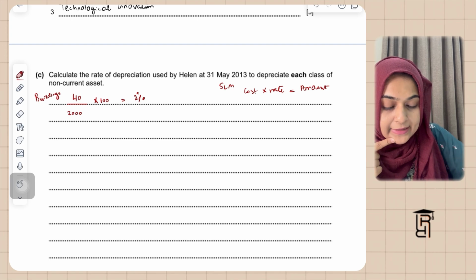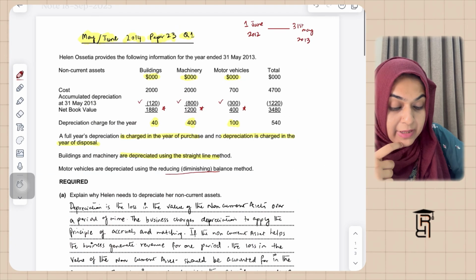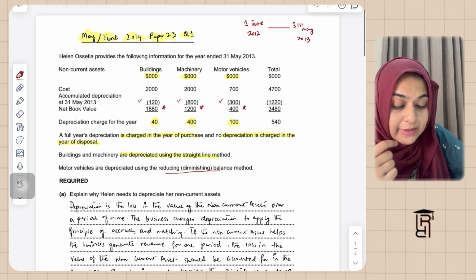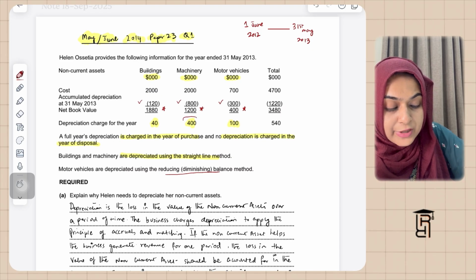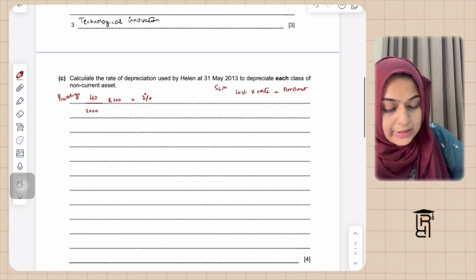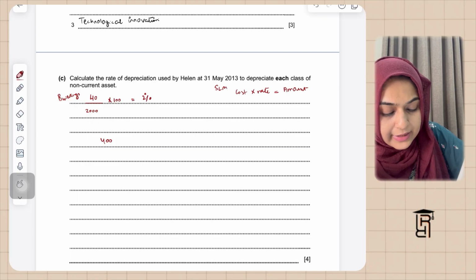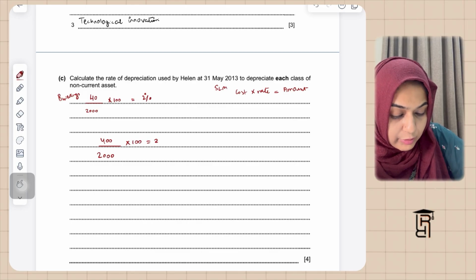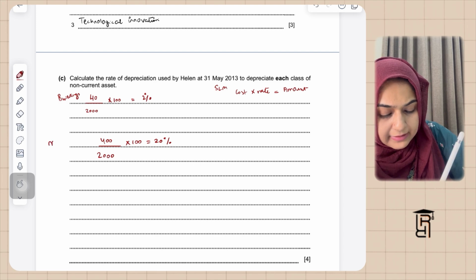The other non-current asset here is machinery, which is also depreciated using the straight line method. So the charge for the year for machinery is 400 and the cost is 2000. So I'm going to write here 400, that is the amount of depreciation, divided by the cost of the non-current assets, that is 2000, multiplied by 100, which will give me 20%. And this is for machinery. Machinery is depreciated by 20% straight line method.